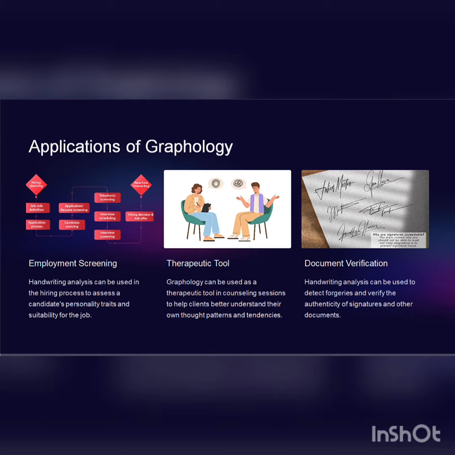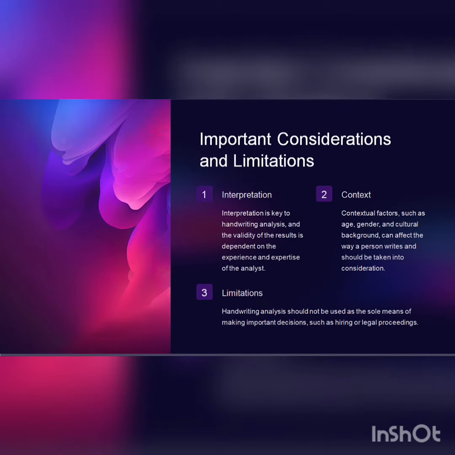Applications of graphology. Employment screening. Handwriting analysis can be used in the hiring process to assess a candidate's personality traits and suitability for the job. Therapeutic tool. Graphology can be used as a therapeutic tool in counseling sessions to help clients better understand their own thought patterns and tendencies. Document verification. Handwriting analysis can be used to detect forgeries and verify the authenticity of signatures and other documents.